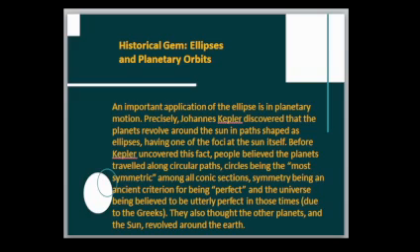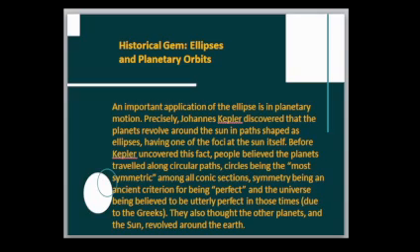Okay, we will go to the historical vision, ellipses, and planetary orbits. An important application of the ellipse is in planetary motion. Precisely, Johannes Kepler discovered that the planets revolve around the sun in paths shaped as ellipses, having one of the foci at the sun itself.